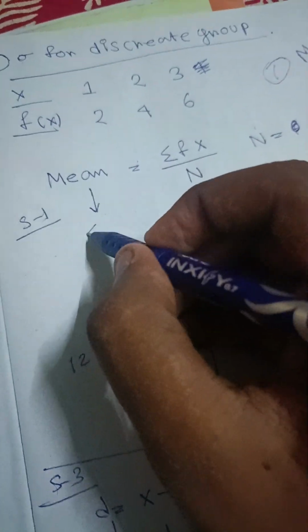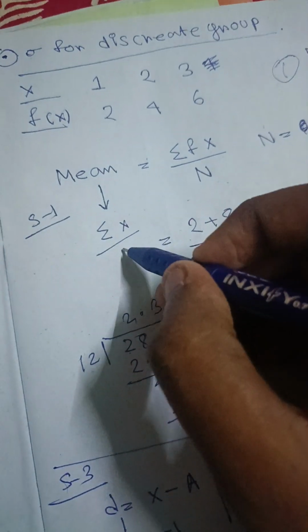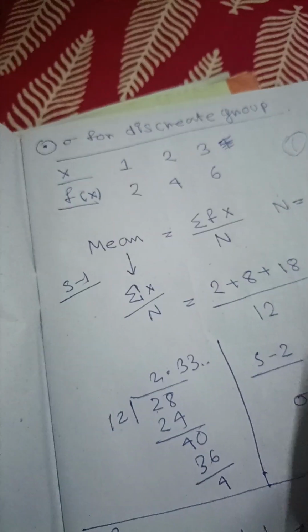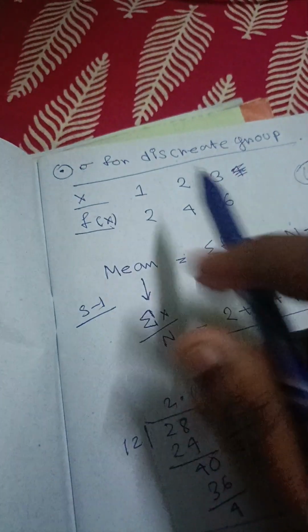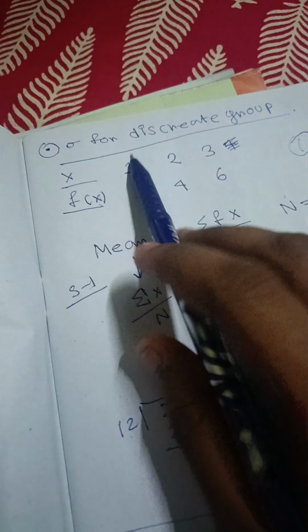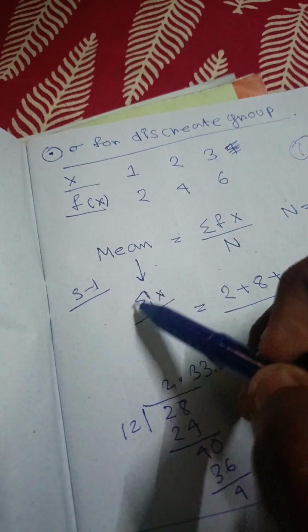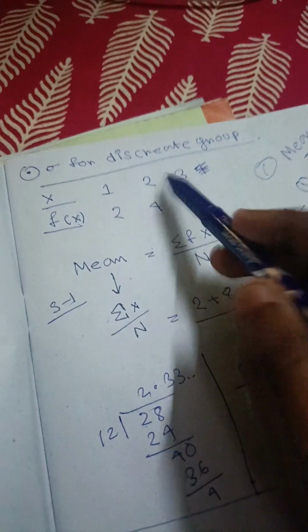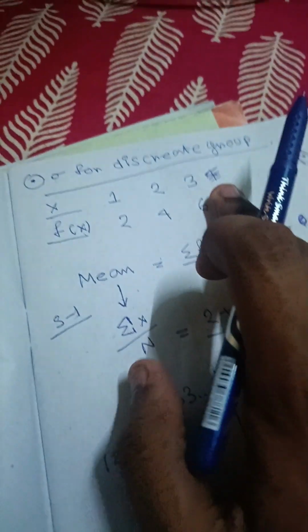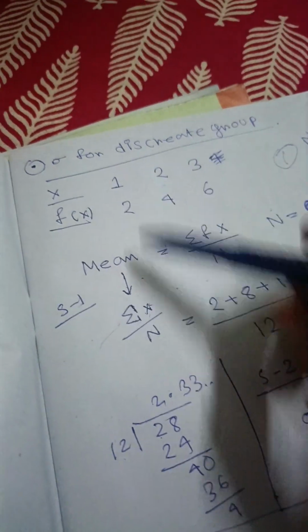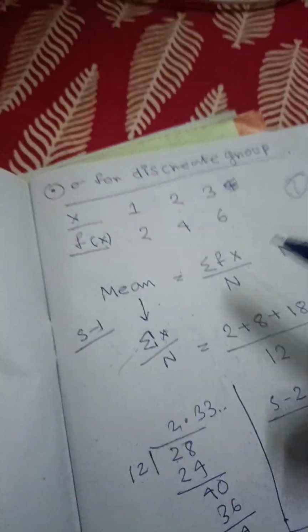In the previous segment we have seen that the mean for an individual series is generally calculated by sigma x, that is the big sigma, this is small sigma. This sigma signifies the addition of all x's, like 1 2 3, and three numbers are there. So 1 plus 2 plus 3 is 6, 6 by 3, that is 2. If the frequency is not given, then this will be the answer, like 1 plus 2 plus 3 divided by 3, that will be 2. So for an individual series, if the frequency is not given, then the mean should be 2.